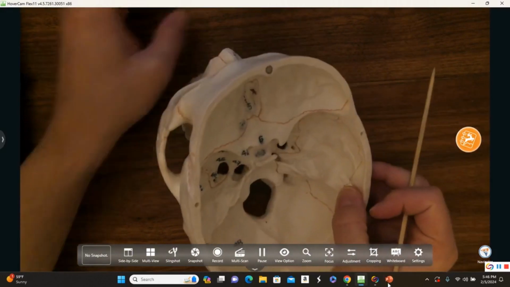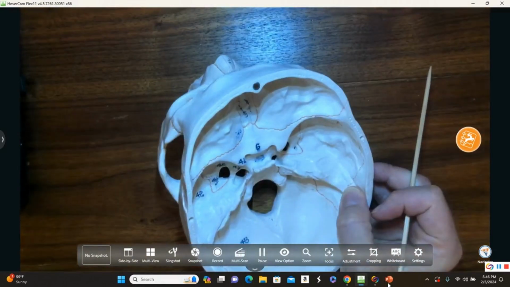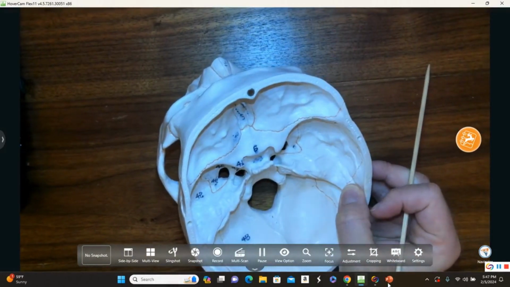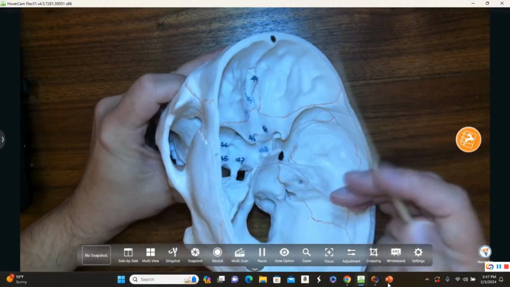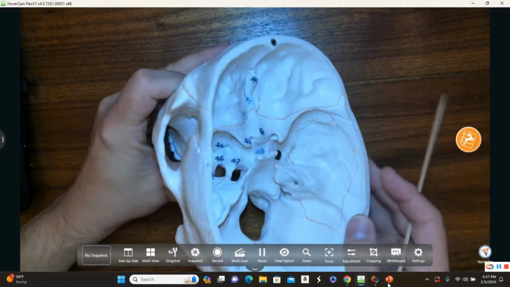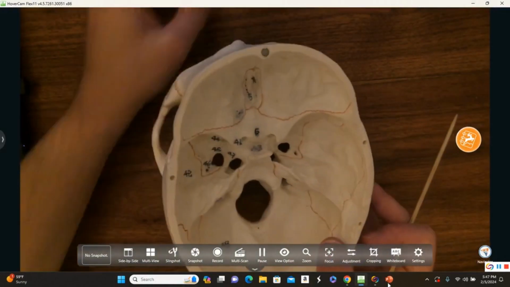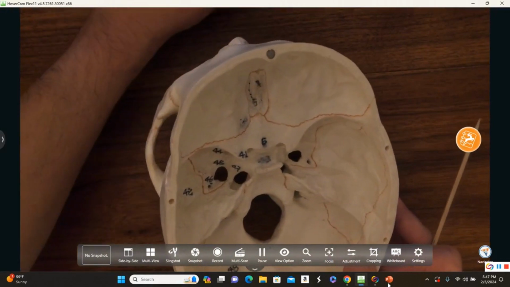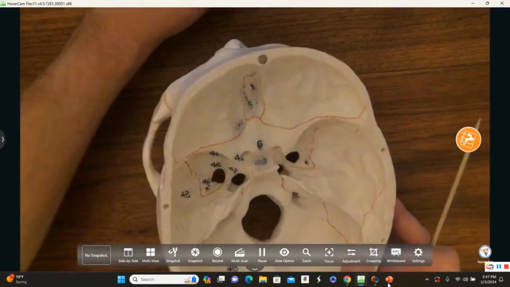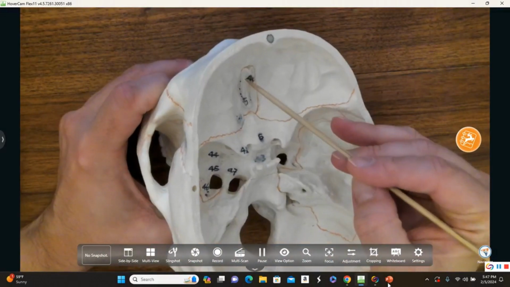Let me see if that lighting helps right here. I'm just using the natural lighting in my house right now, but it's starting to get a little bit darker.